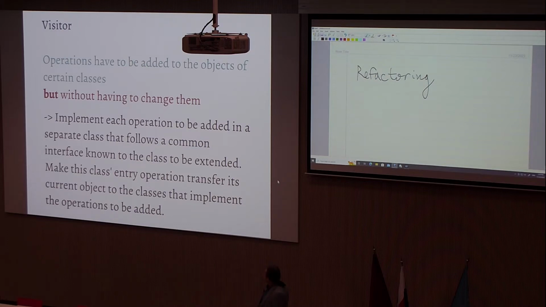So the idea is roughly like this: implement each operation to be added in a separate class that follows a common interface, and that interface is known to the class to be extended. Make this class transfer its current object to the classes that implement the operations to be added. Here's this double dispatch in plain words, no programming code.